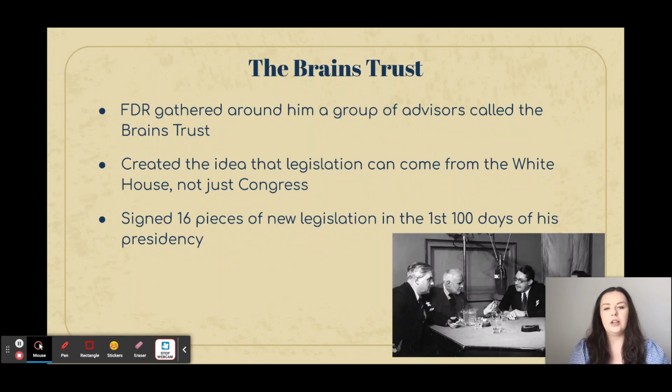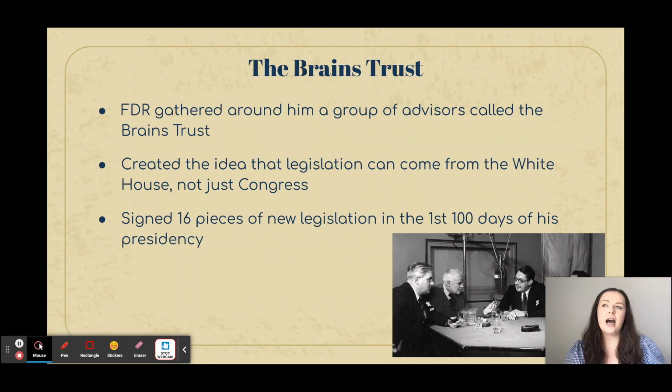All right, let's continue. The first thing FDR does is he creates what's called the Brains Trust, which is just a bunch of smart people to confer with him and brainstorm how they are going to tackle the Great Depression.